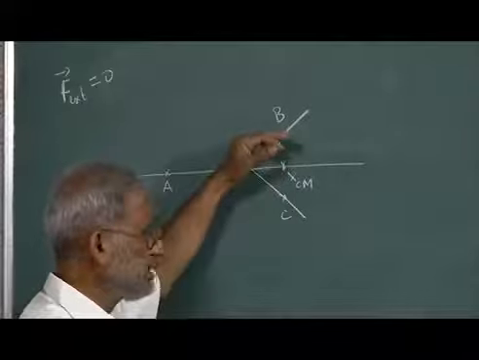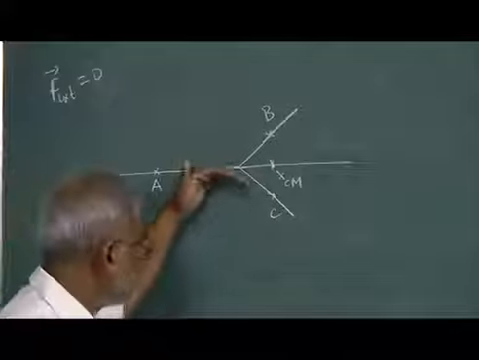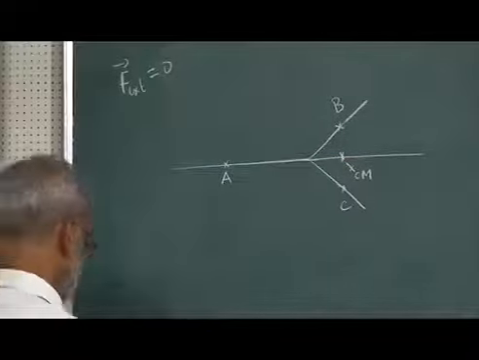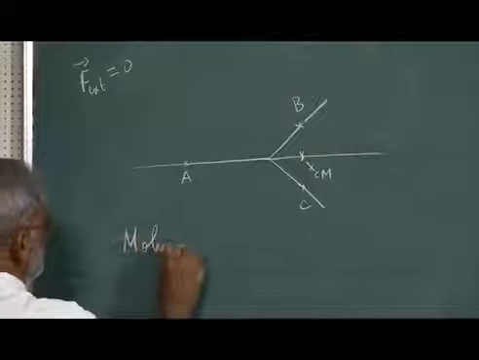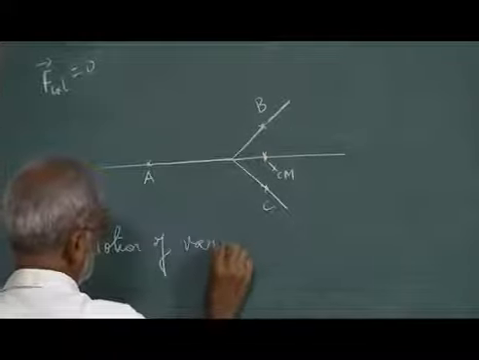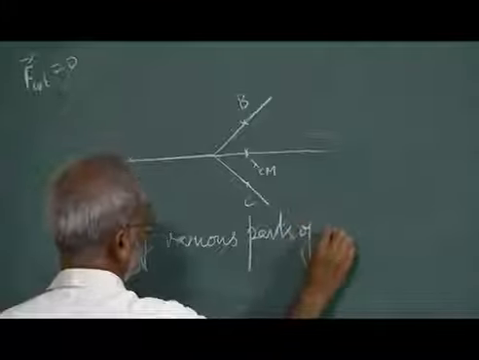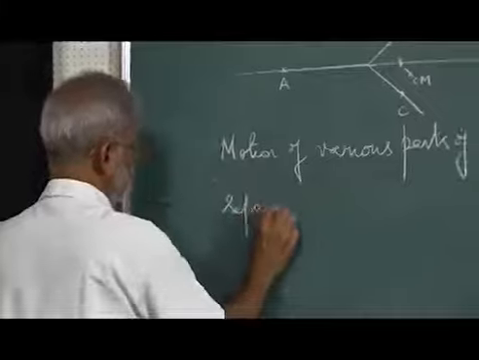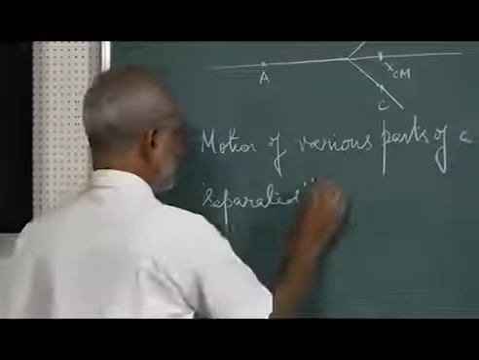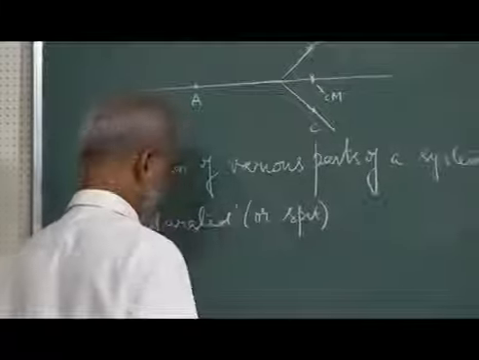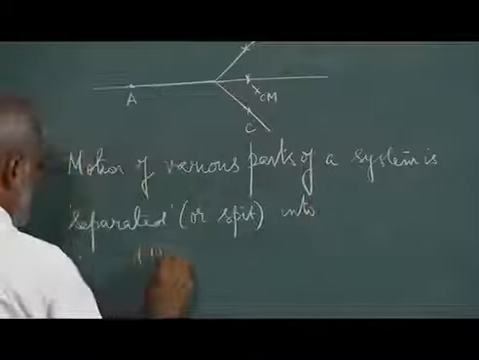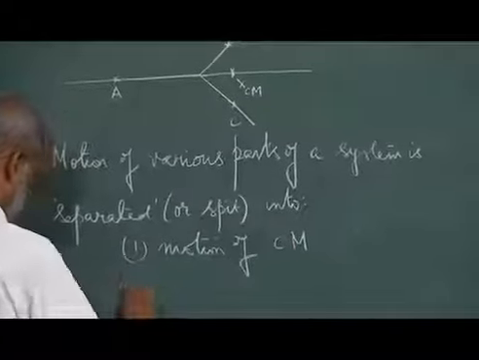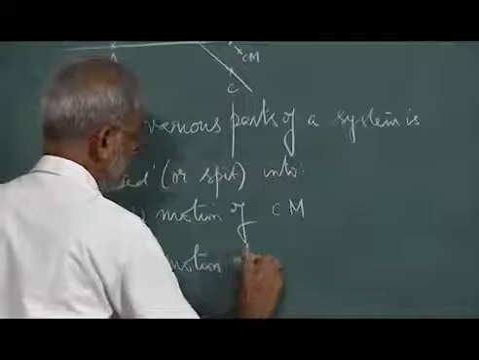So, the motion of B and C can be studied in terms of the linear motion of the center of mass and the motion of B and C with respect to the center of mass. This is what you call the motion of various parts of a system. In technical language you use the word separated, that means it is split. The motion of various parts of a system is split into one, the motion of the center of mass, and two, motion about the center of mass.